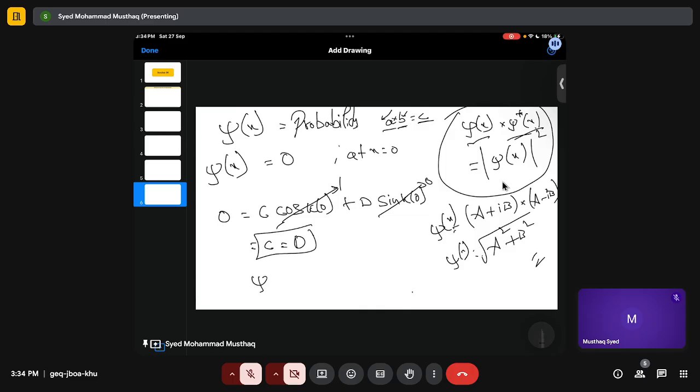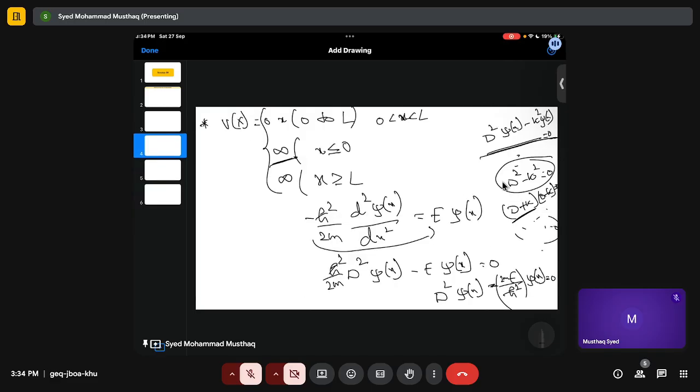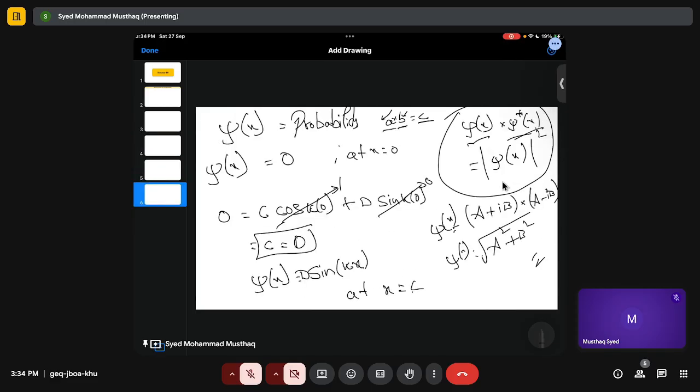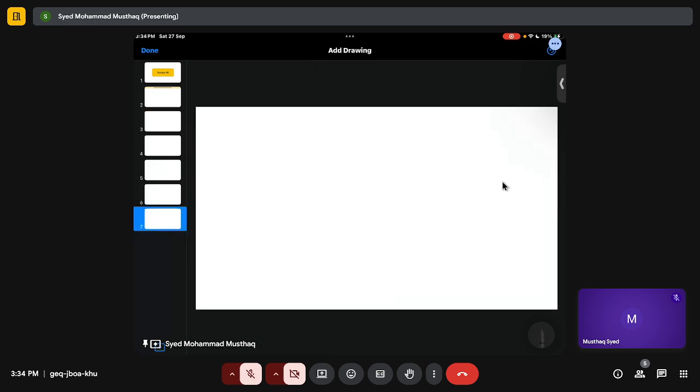Then my wave function psi of x will be equal to D sin kx. Right, and also if I try to do the same at x equals L, even at x equals L my V of x is infinite. So I'll add one more condition. At x equals L, we know V is infinite, so again psi of x is 0.